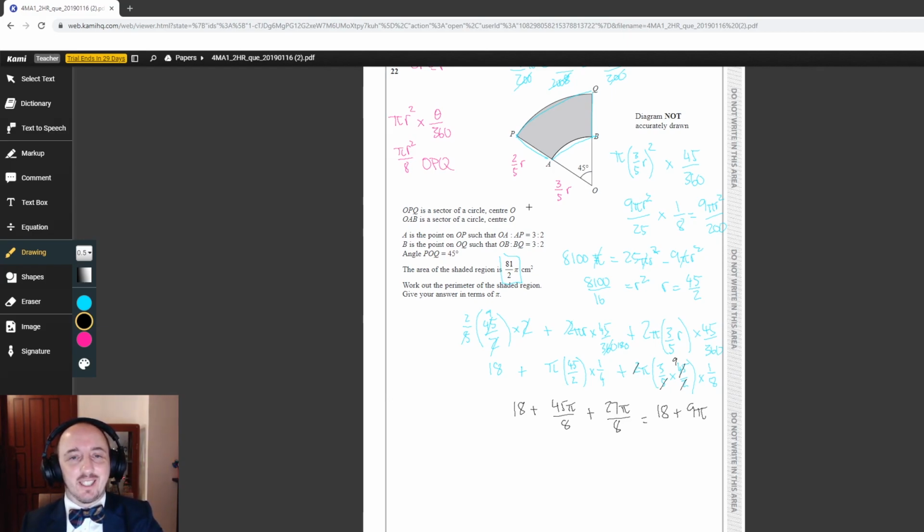Quite a lot to that one. You might find an easier way of doing that one, but that's a tricky question there. You need to know the arc length and the area of the sector formula for those.